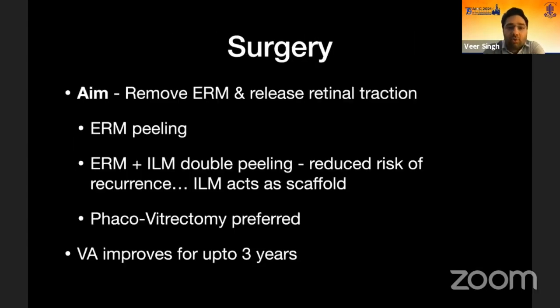Surgery, the aim is to remove the ERM and release all retinal traction. You can either do an ERM peeling or you can do an ERM-ILM double peel. This reduces the risk of recurrence as ILM acts as a scaffold. Phacovitrectomy is preferred. It saves the patient a second surgery in case cataract is present. Now, visual acuity after surgery improves up to 3 years. So the surgery is quite useful in these cases if you need to go in.